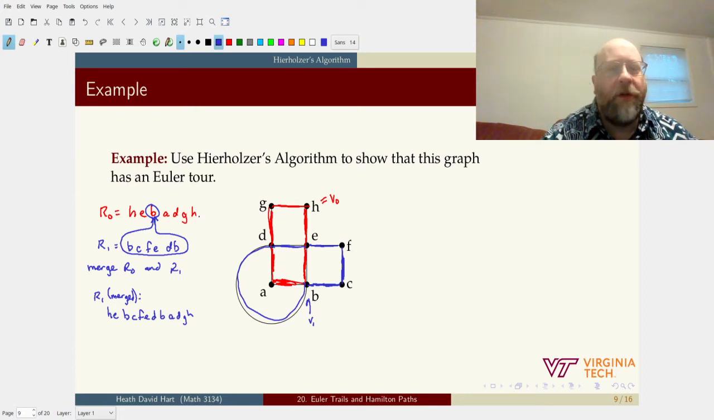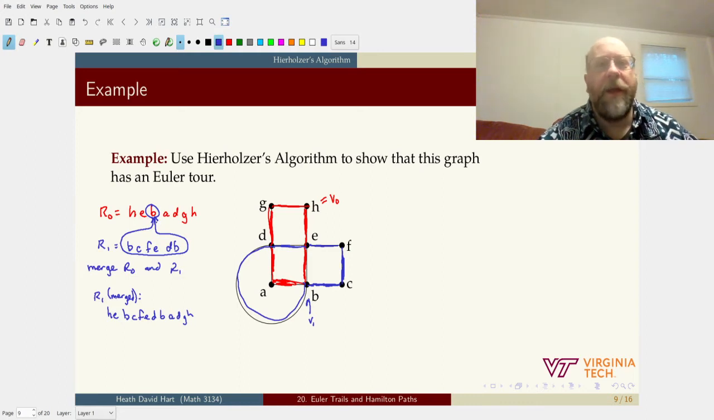Randomly move around until you get back to your starting point. If you have to add more edges, pick a vertex that allows you to merge in later. Go through some more edges, and then insert this where the B is in the previous circuit here. So, all right.